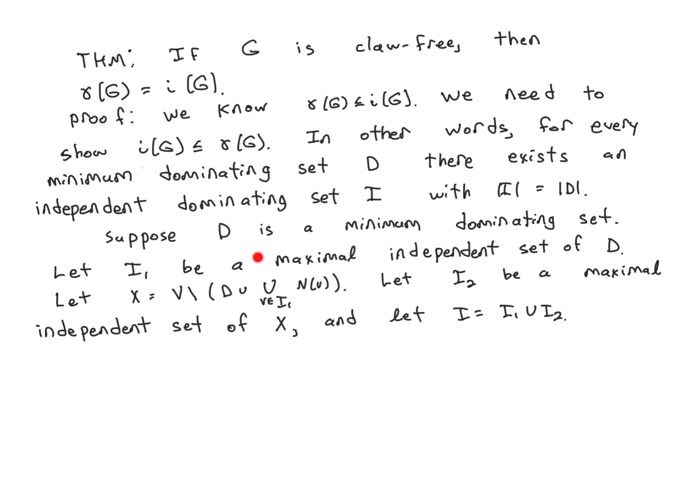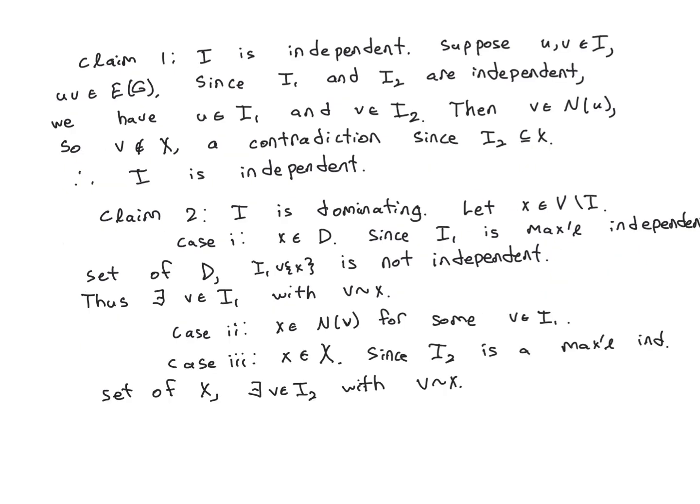First, we're going to take a maximal independent set I1 of D. Then we're going to delete D and delete the neighborhood of every vertex in I1 and call the remaining set X. And we're going to let I2 be a maximal independent set of X. Then we're going to let I equal I1 union I2. And so our claim is going to be that this is an independent dominating set of the same size as D.